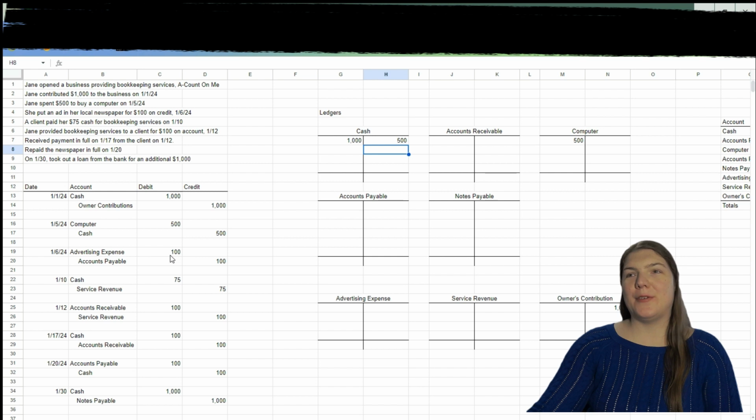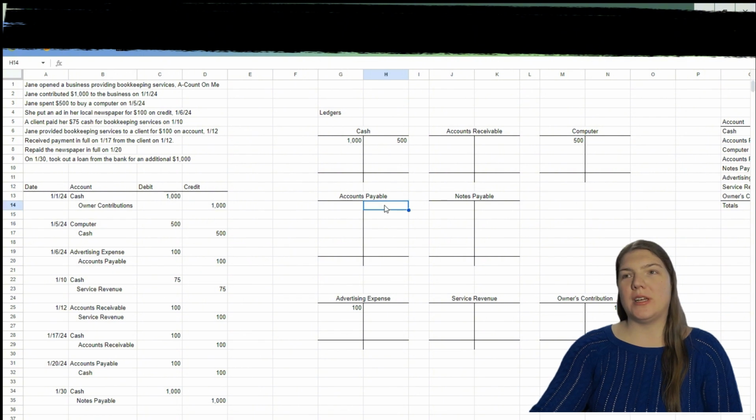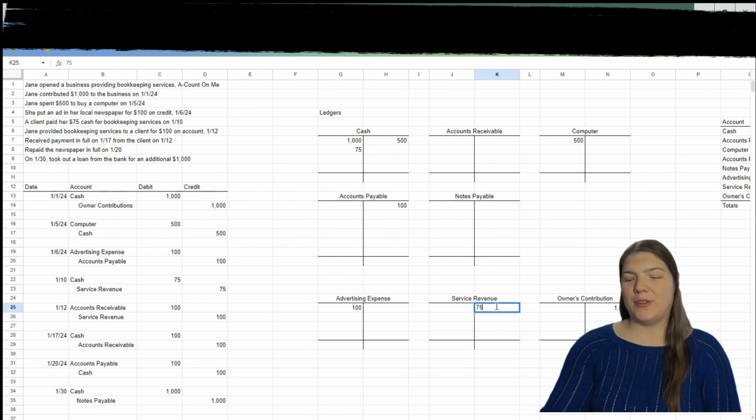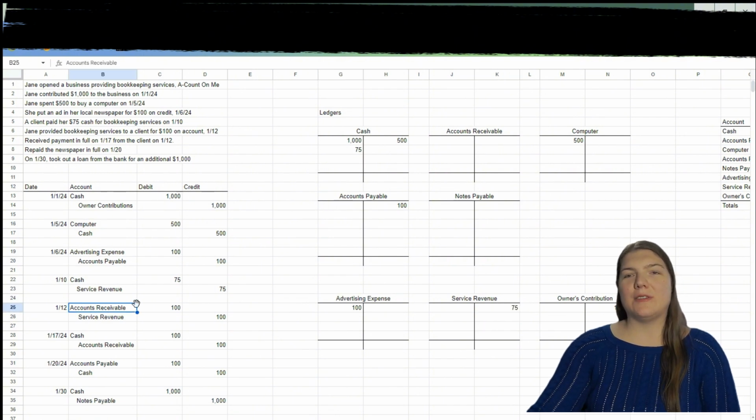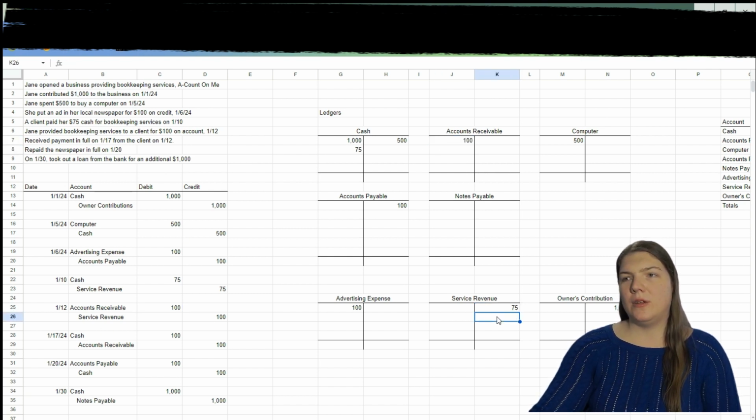Advertising expense debited for $100. Accounts payable credit $100. You can see this is really way simpler than sometimes we can work it up in our minds to be. Cash debit $75. Credit service revenue $75. Accounts receivable debit $100. Service revenue credit $100.